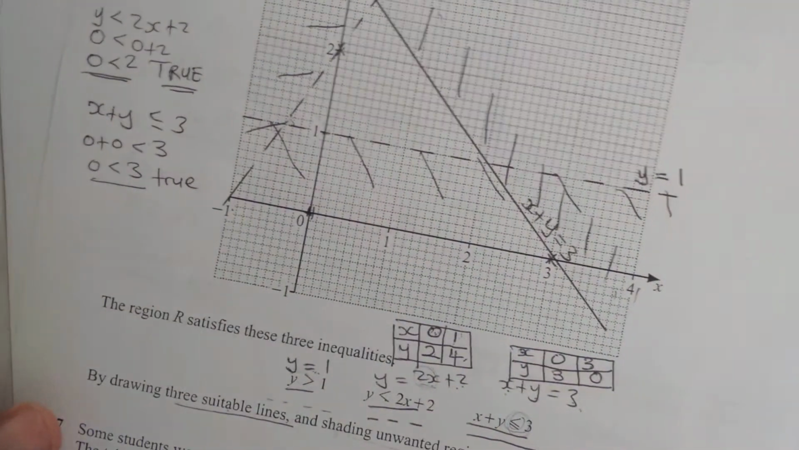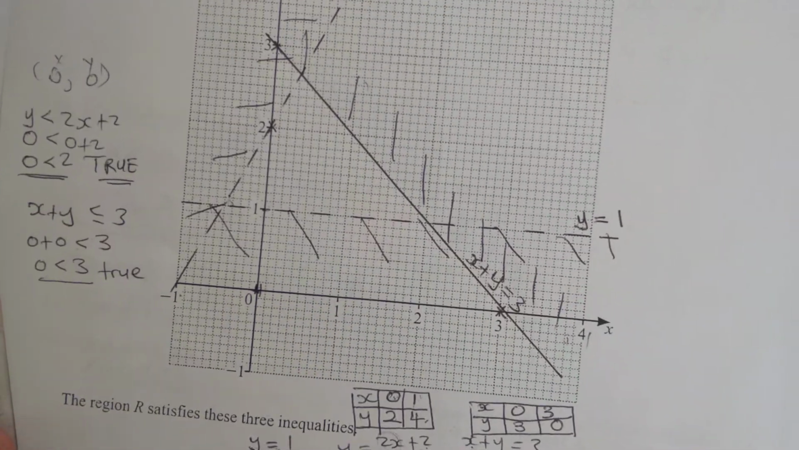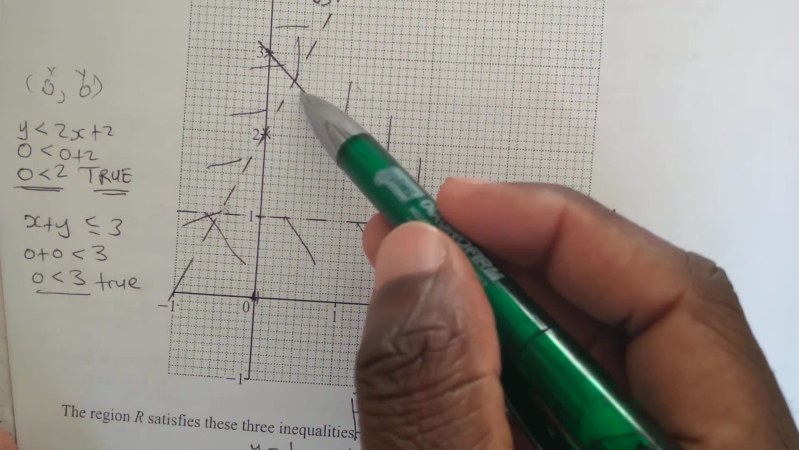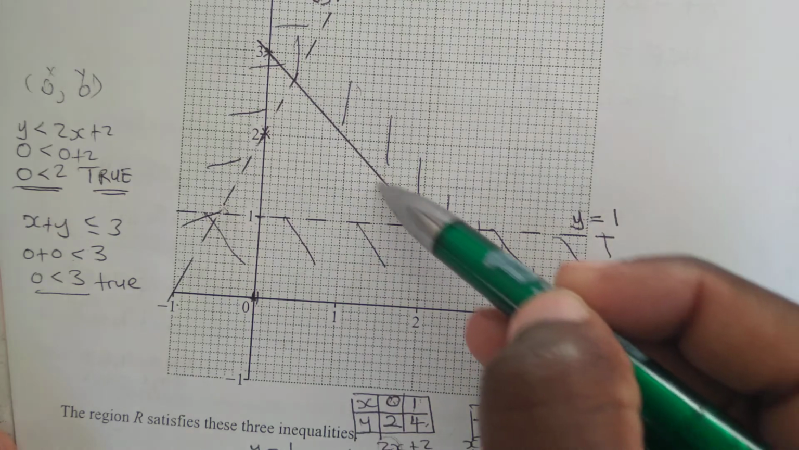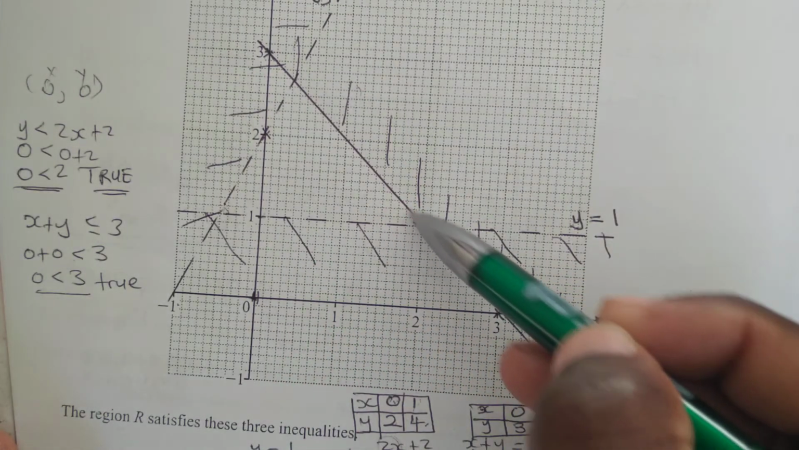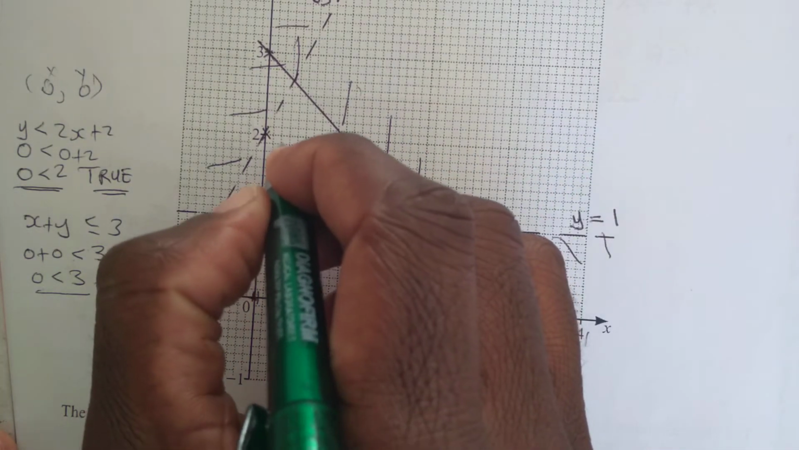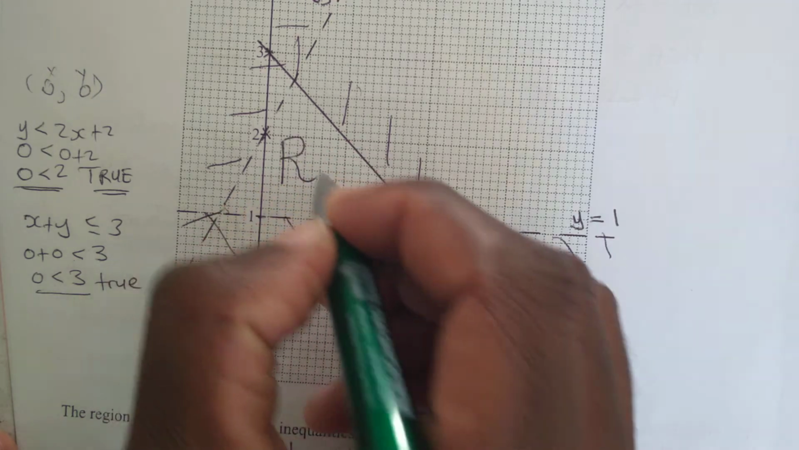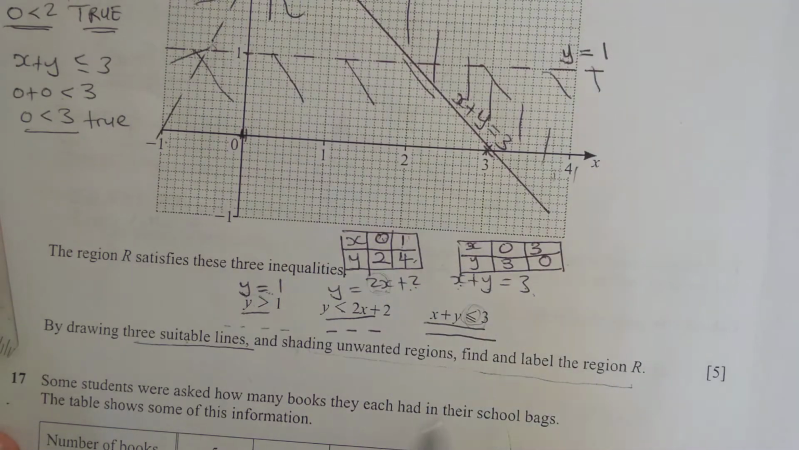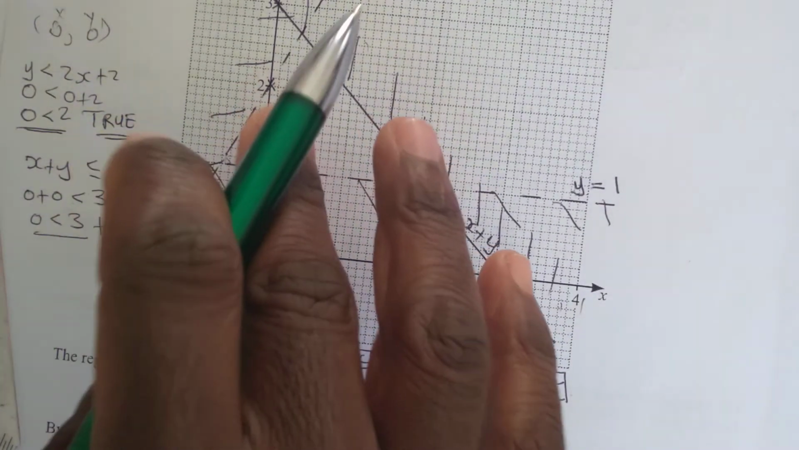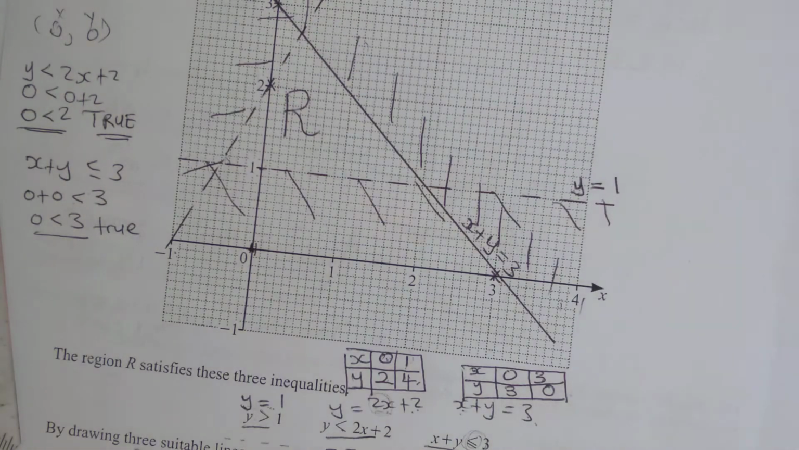Finally, the region that remains is this space. This is the space that will remain unshaded, and I'll go ahead and insert my R because the question says label the region R. That is my region R, which is not shaded. I guess this is easy to follow through.